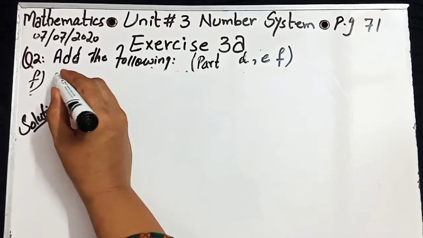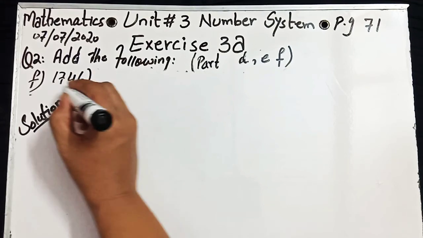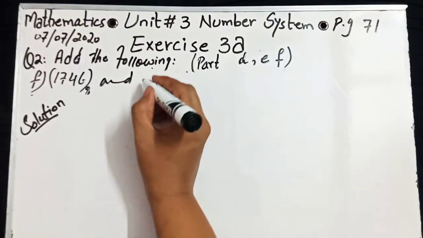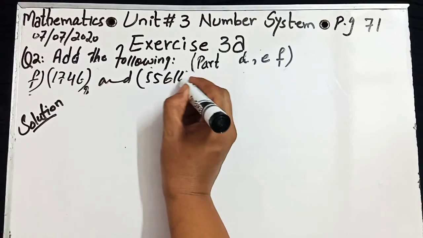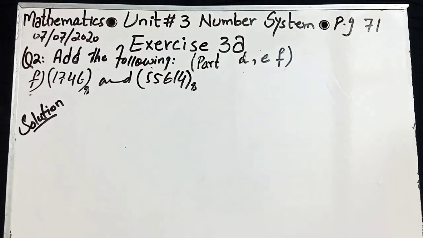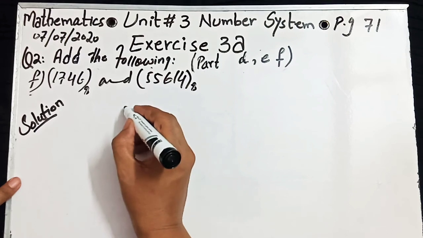Part F: 1746 base 8 and 55614 base 8. Okay. Add the following in the base 8 system. In the base 8 system we use 0 till 7. Not 8 or greater than 8. So now we add it.